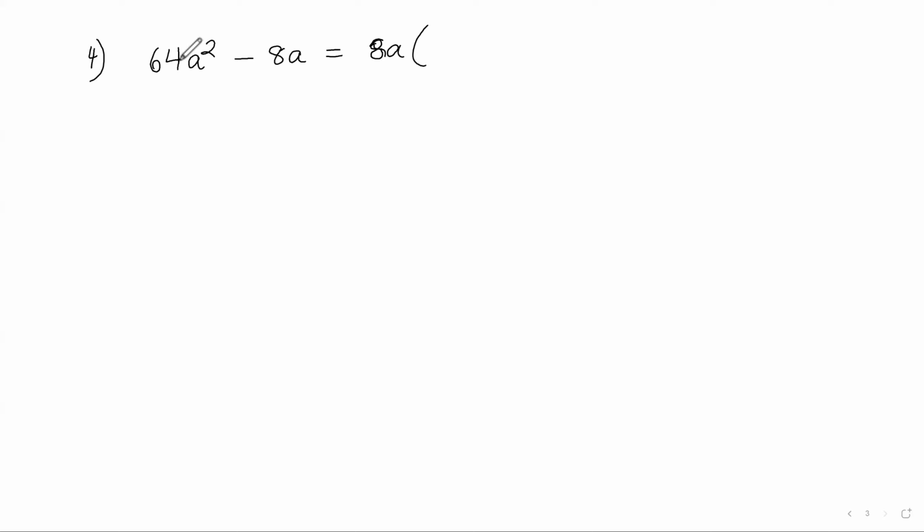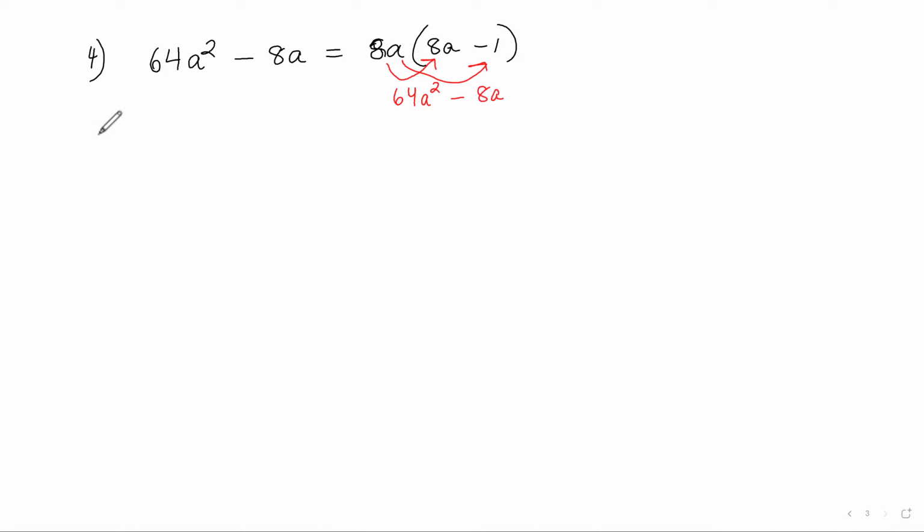Now 8 can go into 64 8 times, and a can go into a squared a times. Minus, because this is a minus here. So 8a could go into 8a one time. And guys, to check if your answer is correct, you multiply out the brackets. So you say 8a times 8a, which is 64a squared, and then 8a times negative 1 will give me minus 8a.